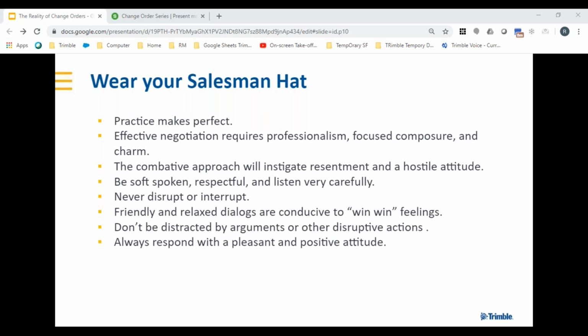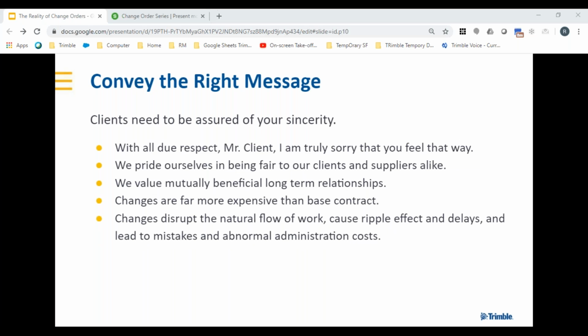Be soft-spoken, respectful. The biggest thing about sales, I will tell you, is listening. Stop talking, sit back, listen to the client's needs, and then respond to those client's needs. Help the client understand the direction you had to steer the boat to get to the client's end result. Use terms like you're seeing here. With all due respect, we pride ourselves in being fair with our clients and our suppliers.